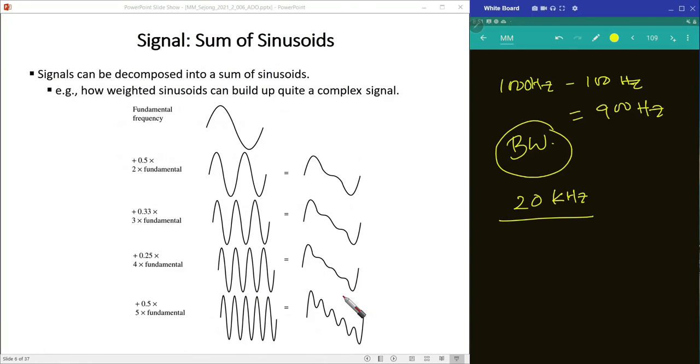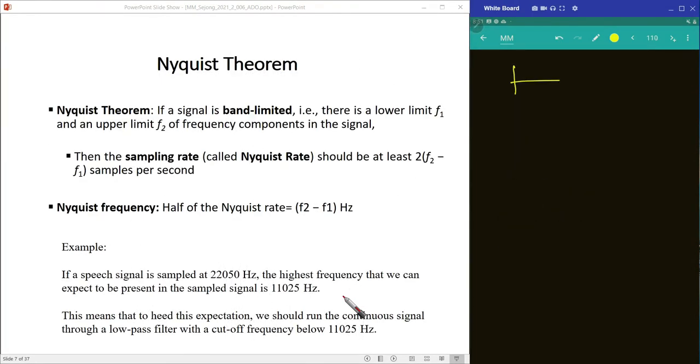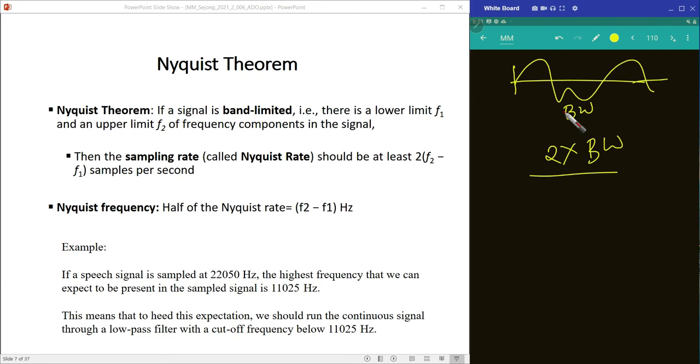Now, the Nyquist theorem says that if you have a signal and you want to reconstruct the signal correctly after sampling, then your sampling rate should be at least twice the bandwidth of this signal. For example, the sampling rate should be twice multiplied by its bandwidth, okay? So in the example that we had, if 900 Hertz is our bandwidth, then definitely the sampling rate should be at least 1800 samples per second, okay? So this is how we have to calculate. If we don't have that, then we can't reconstruct the original signal from the sampled signal, okay?